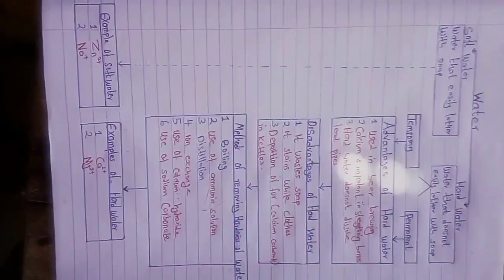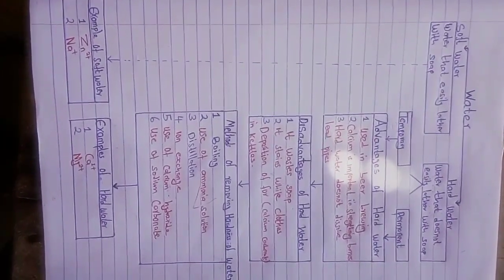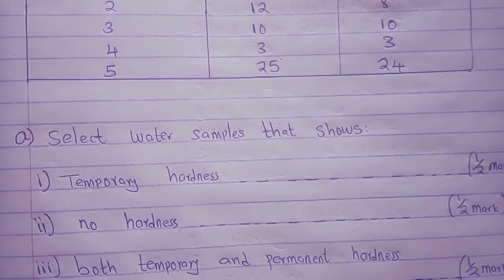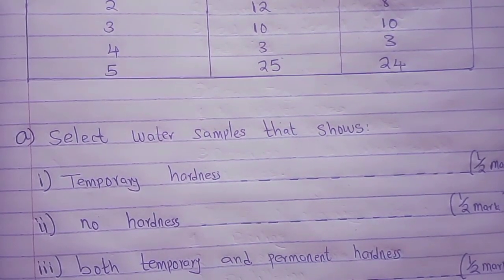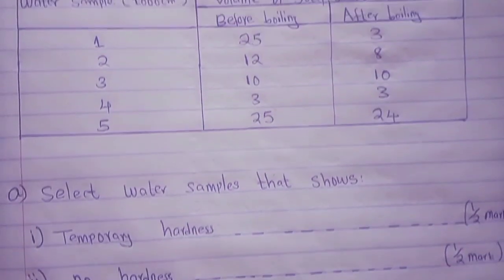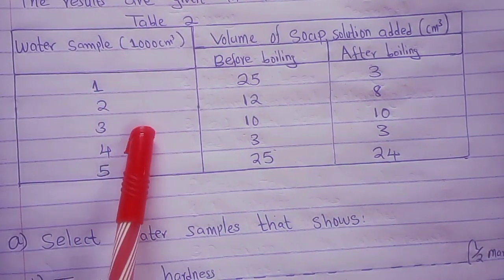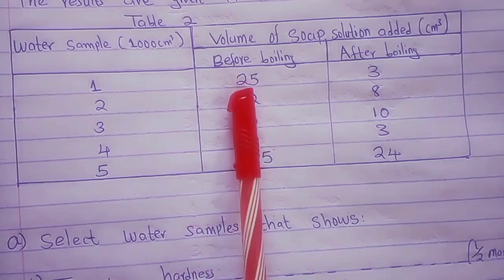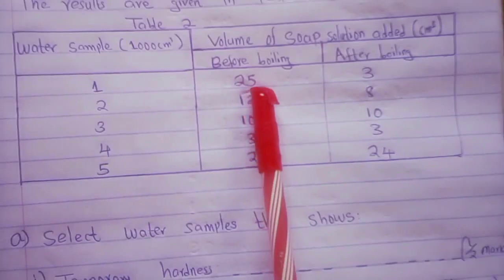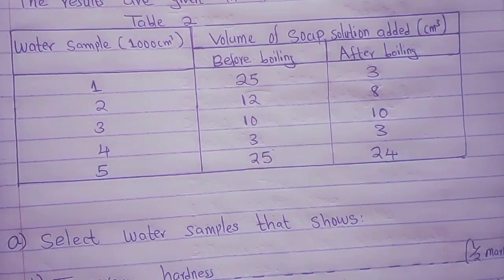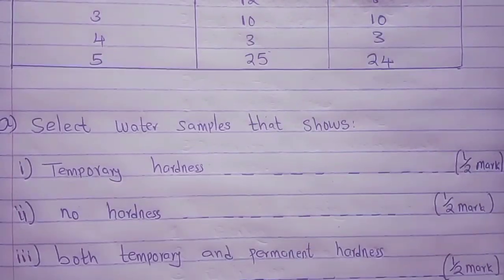So let's go back to the question. The question is, select water sample that shows temporary hardness. In other words, hardness that is removed after boiling. When you go back to the table, you'll see that number 1 has 25 centimeter cubed of soap solution before boiling, and after boiling, it uses 3. So that basically tells you that temporary hardness is number 1.